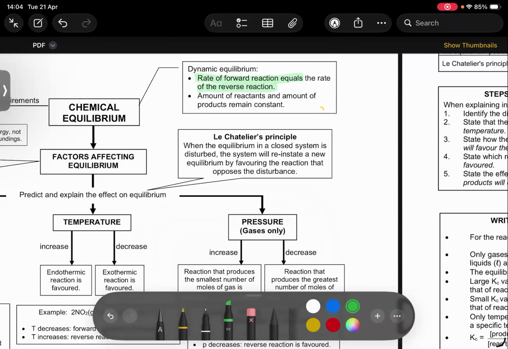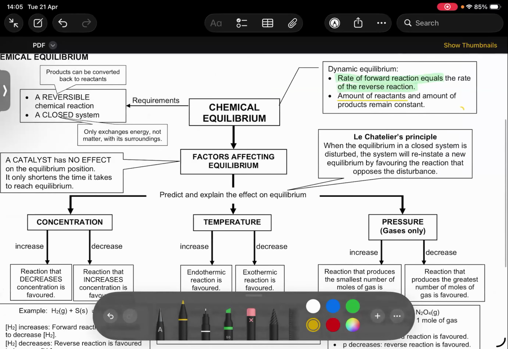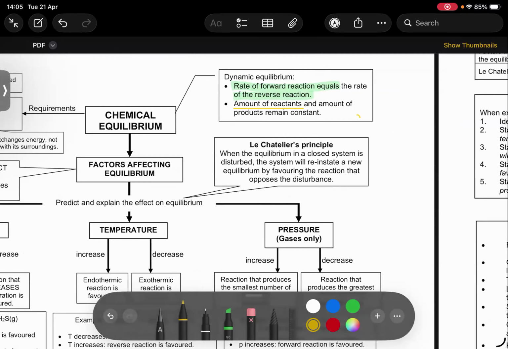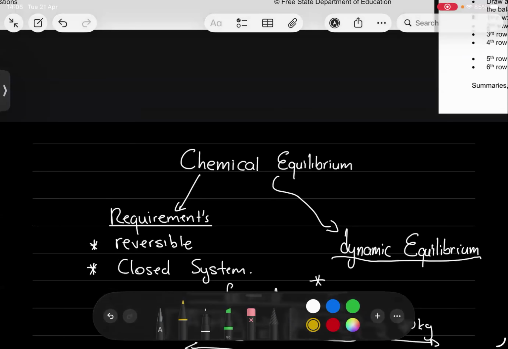And you can see here they further emphasize that the amount of reactants and the amount of products will remain constant. It means that the amount of reactants is going to be equal to the amount of products. That's where you would say that the system is at equilibrium. So that's what you have to understand about chemical equilibrium.